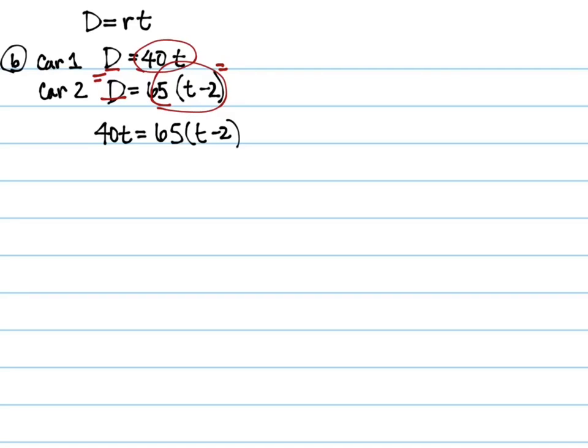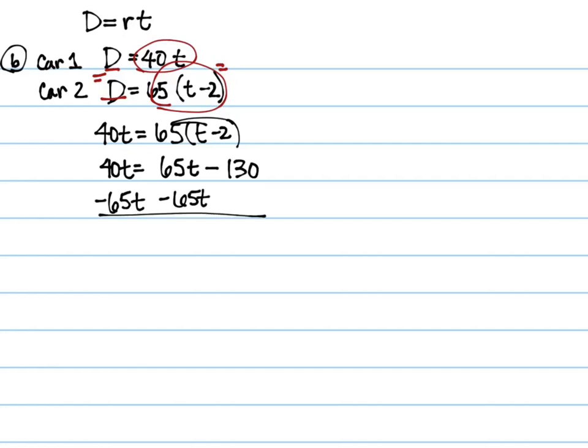And at this point, the problem is no longer difficult. You've seen lots of problems with a single variable, and we've worked through them many times. So I'm going to distribute my 65. So I have 65t minus 130. I need my t's on the same side, so I'll move them to the left, since all that's on the left is the value with t in it. So it's negative 25t on the left and negative 130 on the right.